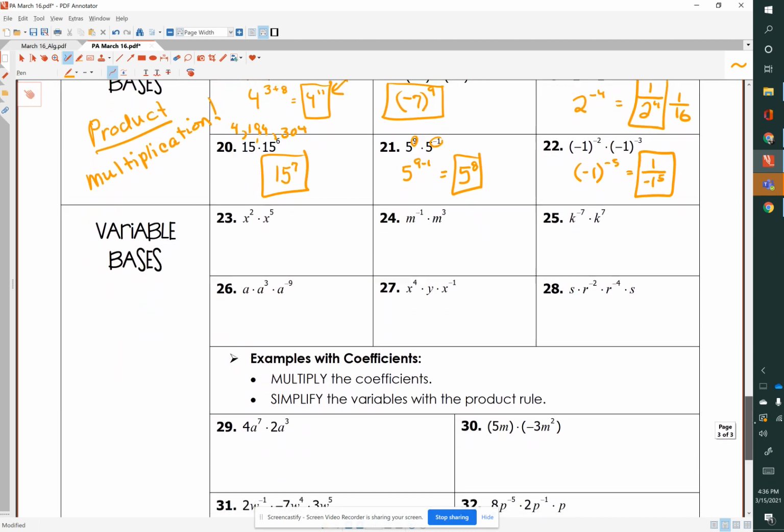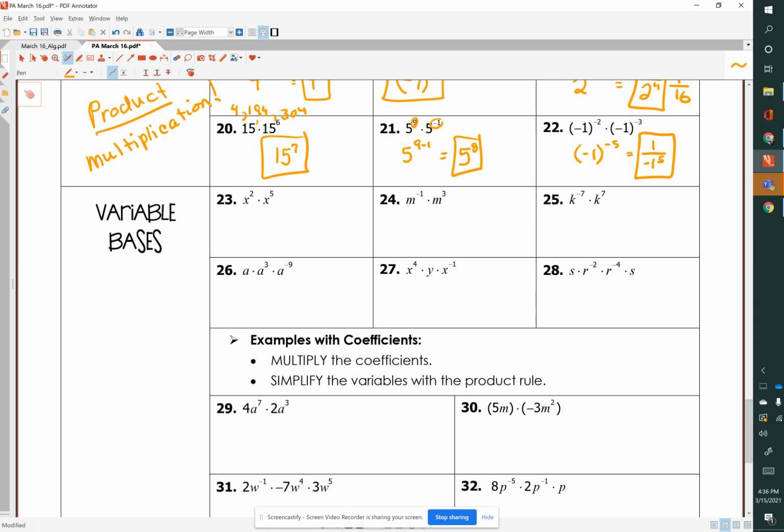Now, when we have variables, everything is the same. Nothing changes. So x to the 2nd times x to the 5th, 2 plus 5 is 7. That would be x to the 7th. M to the negative 1st power times m to the 3rd will be negative 1 plus 3, which equals 2. So that would be m to the 2nd power.